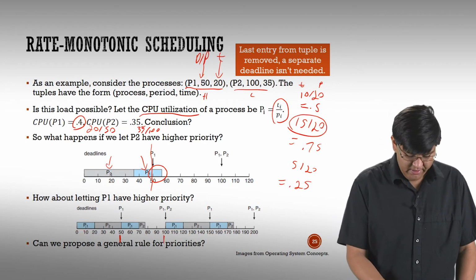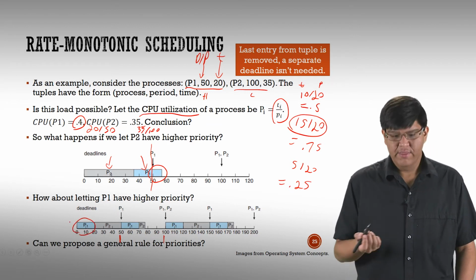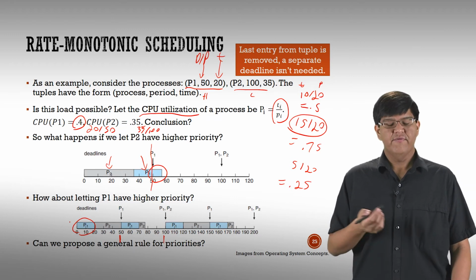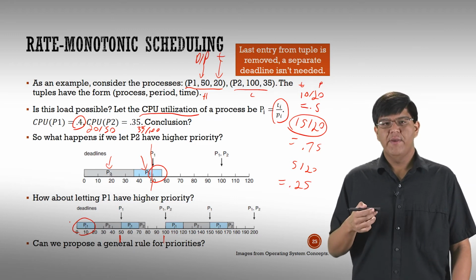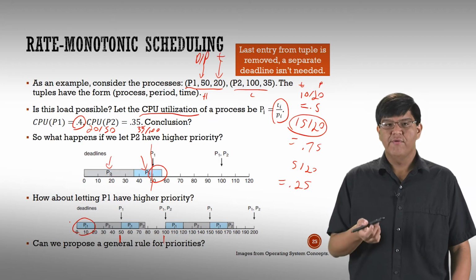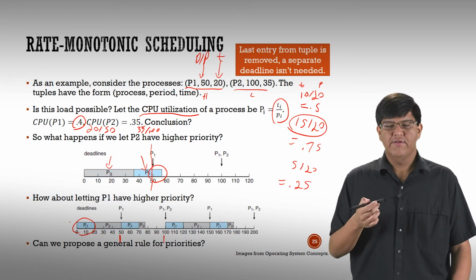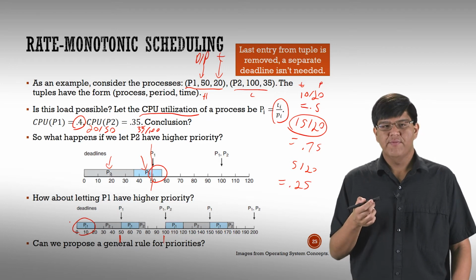So P1 runs and it completes, and it's 20 units of time, so we're good there. Once P1's done, we don't have anything else to do with P1. We need to wait for its period to elapse before we get another instance of P1 to run again. The idea here is these are regular things. This is a scheduling algorithm expressed over periods.